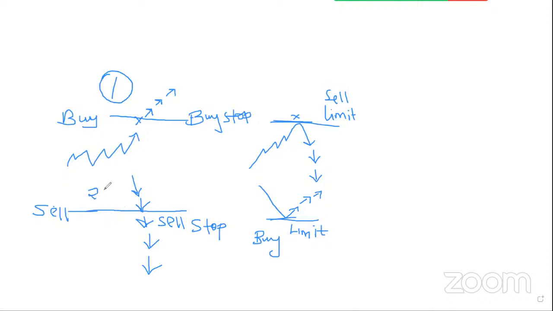Second scenario here, then you're talking about sell stop. The third scenario, then you're talking about a sell limit. The fourth scenario down here, then you're talking about a buy limit. So this is what you expect. Remember, you are setting that level before the price hits there.